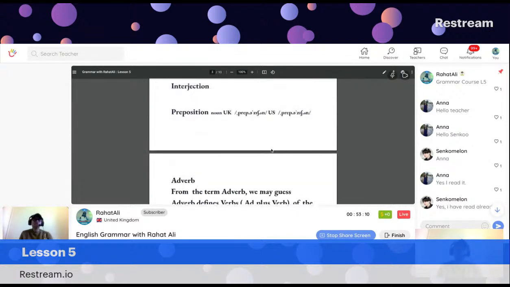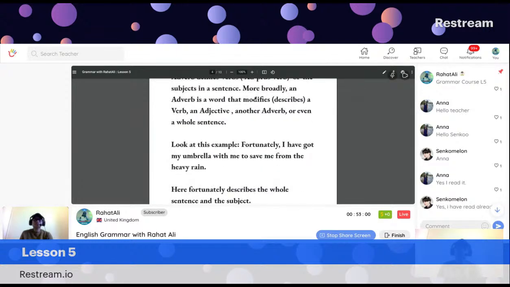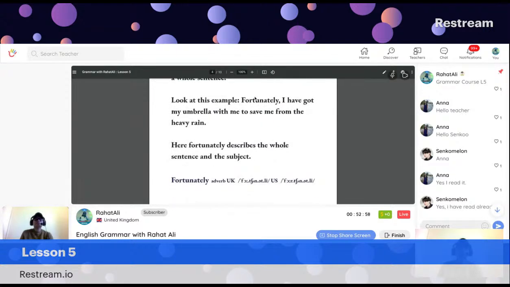And also you'll find some IPA, like preposition, and also fortunately here. Try to remember these IPA, and my suggestion would be, when you go to the dictionary, please have a look at how these words are formed, how we can make sentences. That is very important for all of us.